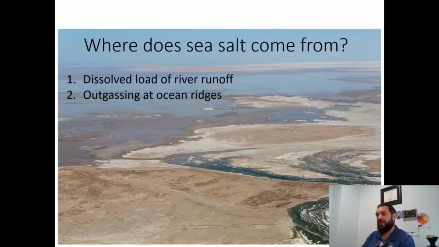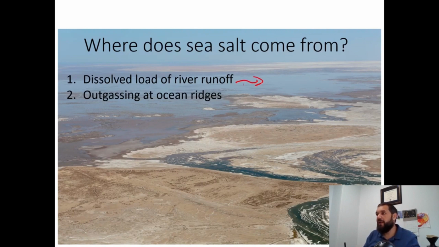And how does that salt get into the ocean? Basically it gets there from two sources. The first source is the dissolved load of rivers. You know that streams, we learned this in the streams lecture, streams have a dissolved load. That's all the stuff that's dissolved in the stream water, okay?